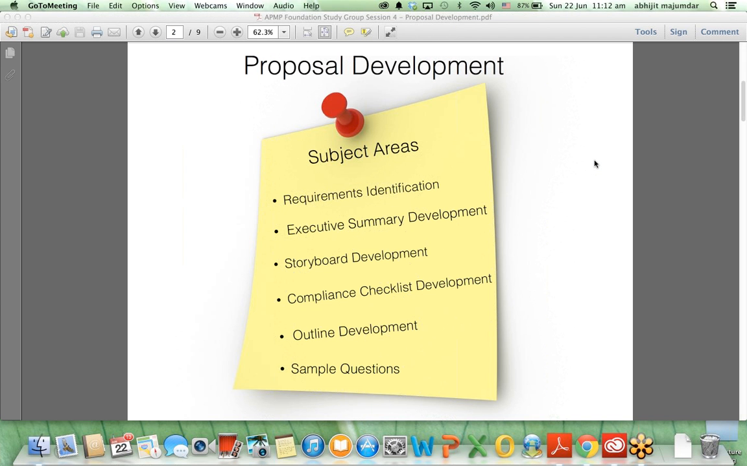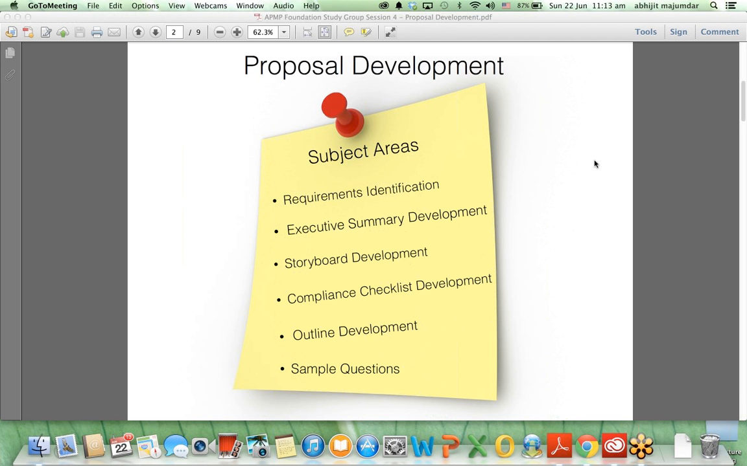So going forward, what we will see in this session is how, since we know that our proposals are based on the requirements stated by the customer, the implicit requirements, the explicit requirements, and different categories of requirements, we identify the requirements for proposal development.